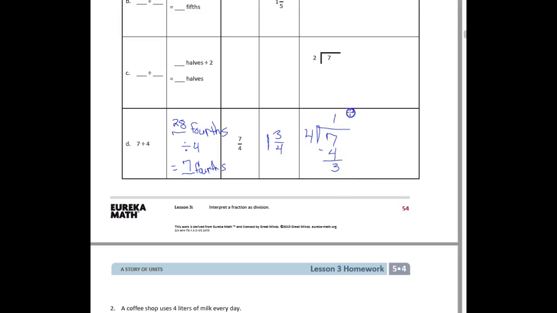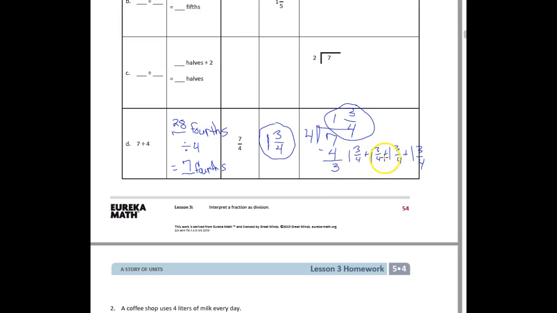And this becomes the numerator. Our divisor becomes the denominator. 1 and 3 fourths. And so when we go to do the check example, remember we're going to multiply the quotient by the divisor. So we can do repeated addition. 1 and 3 fourths plus 1 and 3 fourths plus 1 and 3 fourths plus 1 and 3 fourths.